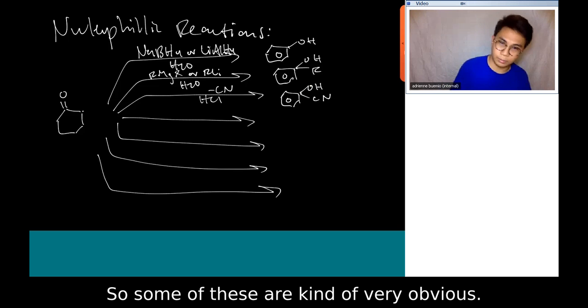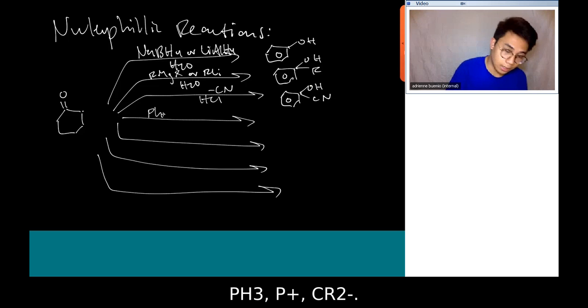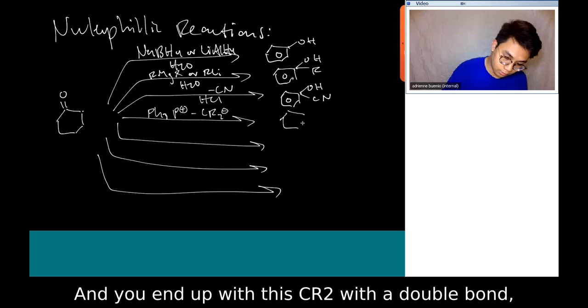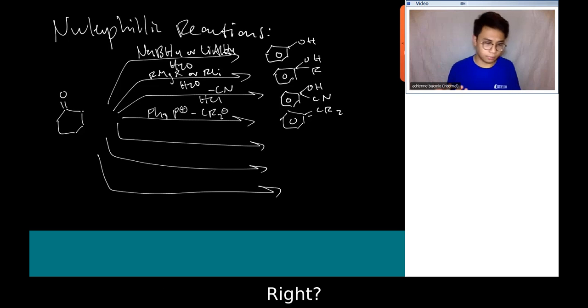So some of these are very obvious, and this is the Wittig, right? But let me just write it down. PPh3+ CR2-, and you end up with this CR2 with a double bond. So pretty much literally switching that oxygen to the CR2, right?